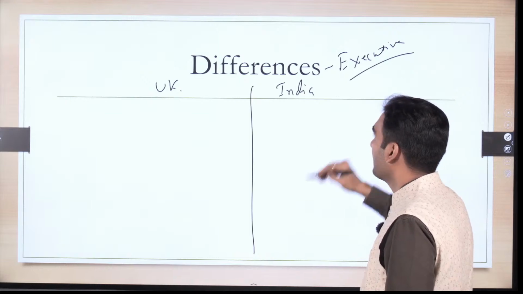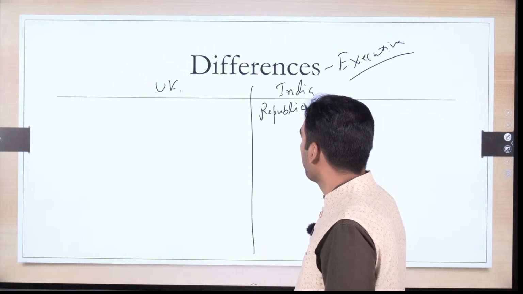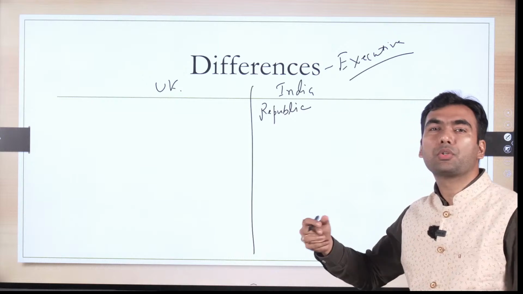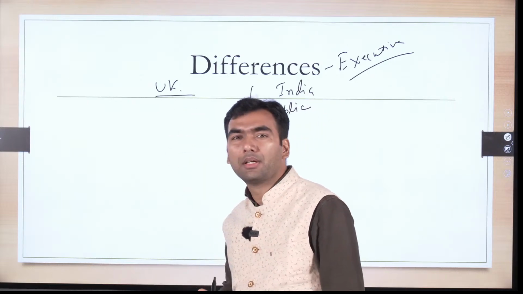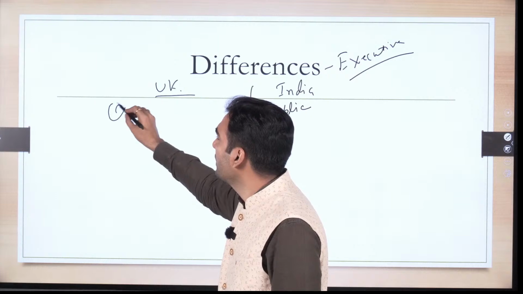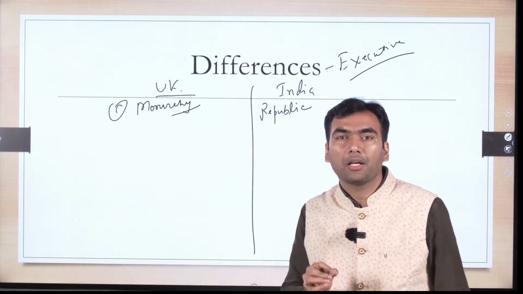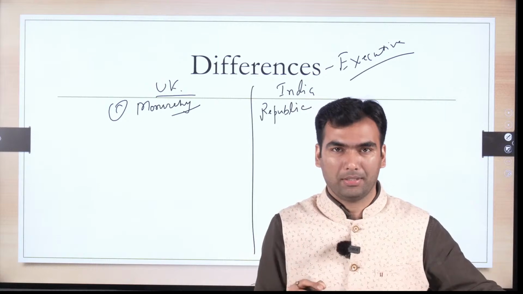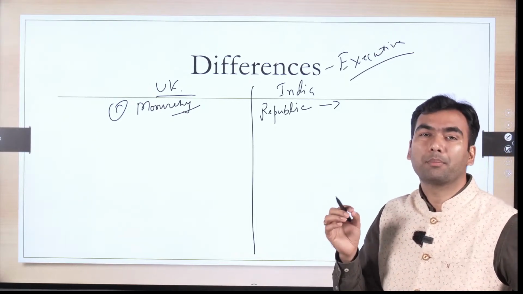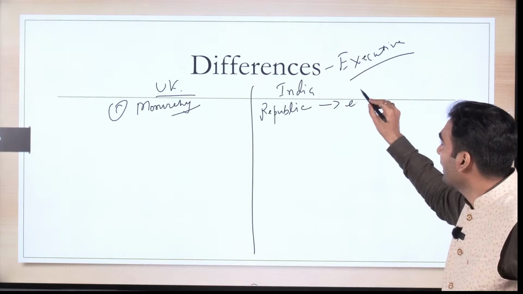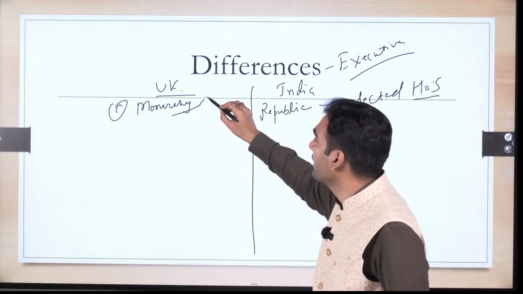So first and foremost thing is that we are a republic, or rather we can say we are a constitutional republic. UK is a constitutional monarchy. It means that their head of a state is a hereditary office, whereas our head of a state is elected by people, or if not people, their representatives. So our head of a state is elected, whereas their head of a state is hereditary.